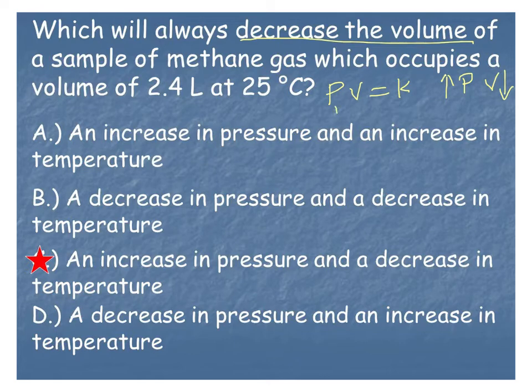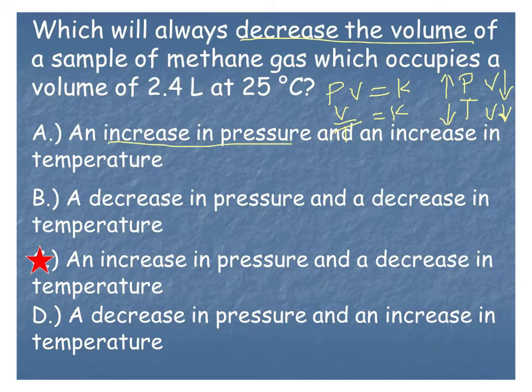And then in Charles' law, we had V over T equals a constant. So in that case, if T decreases, then V will also decrease. So there are two variables so far that we know: if P increases and T decreases, then both of those will result in the volume decreasing. So let's look at a response here that has one or both of those in it. So an increase in pressure and an increase in temperature.